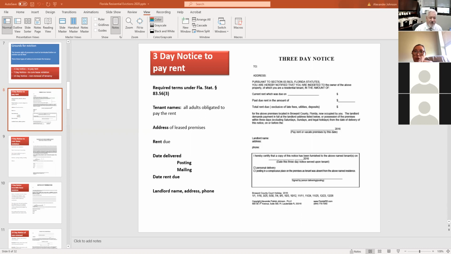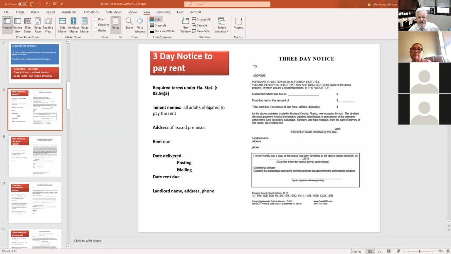So the amount claimed. A 3-day notice is officially only a demand for rent. That means you cannot ask for any money that's not rent. So that would be late fees, utility bills, unpaid security deposits. Those aren't rent. Some landlords try to get clever and they will name all these other types of fees as rent. So technically, if you call something rent, then it's rent.